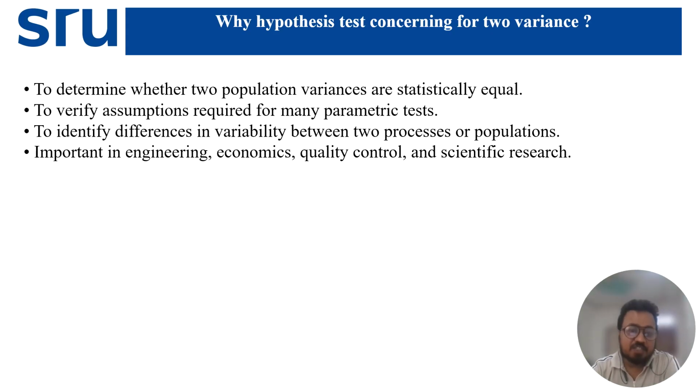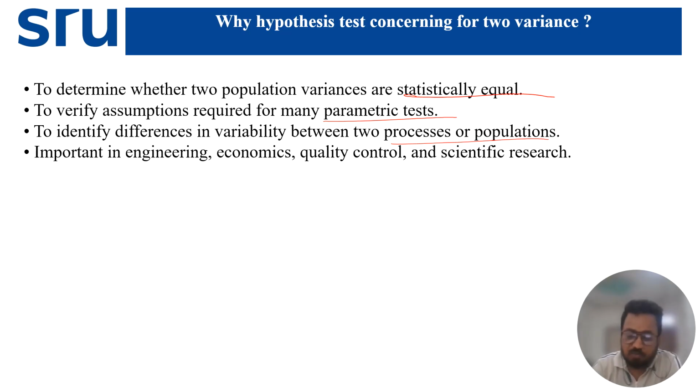First, we discuss why we do hypothesis tests concerning two variances: to determine whether the population variances are statistically equal or not, to verify the assumption required for many parametric tests, and to identify the difference in variability between two processes or populations. This is important in engineering, economics, quality control, and scientific research, right? So to do this, we use the F test.